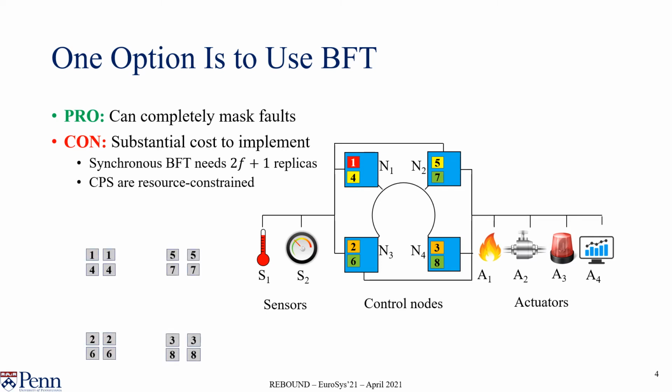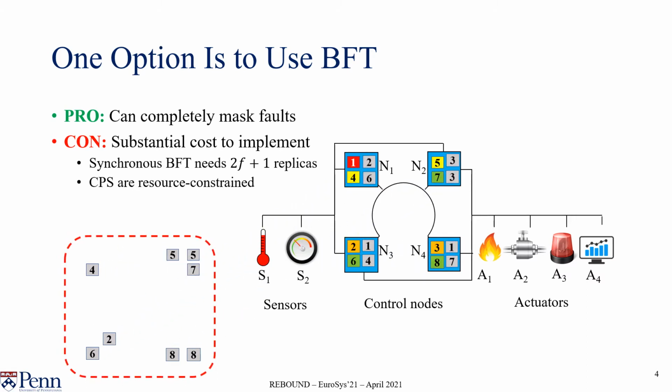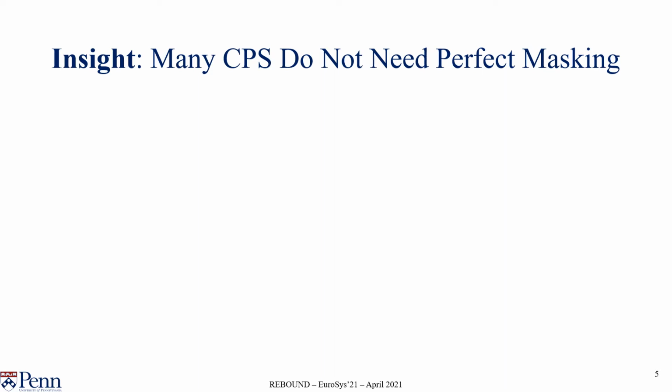For instance, if we were trying to use BFT in our example from the previous slide, we would need to schedule all of the replicas shown in gray. Only a subset of those replicas are actually schedulable, so we wouldn't be able to run all of the applications that we want to in our system if we were to use BFT. So what else can we do?